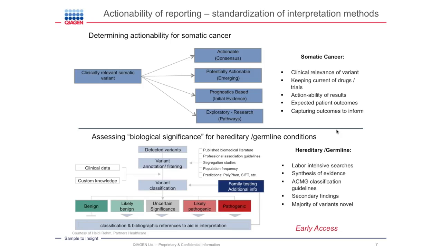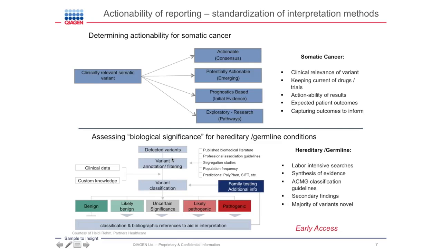So in somatic cancer, the goal is that we classify those variants, and your interpretation will be to find the clinical relevance of your variant, keeping yourself current with the drug and the trial information, and the actionability of the results, so which one is actionable. Look at different other examples of clinical cases, so you can see patient outcome, as well as capturing outcome information. We currently also have a solution in early access for hereditary and germline conditions.